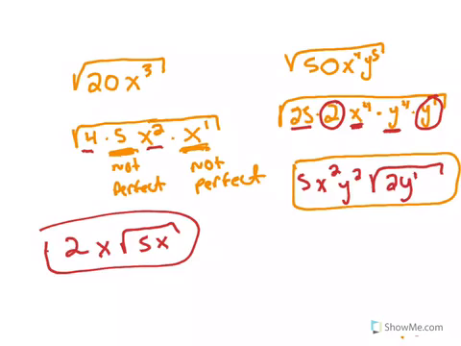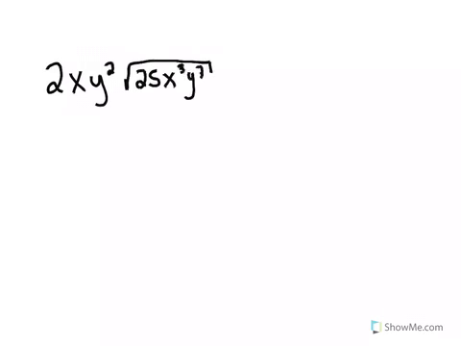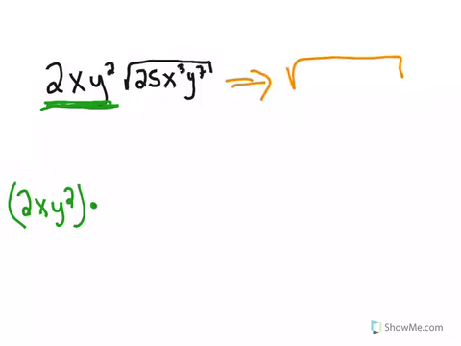Let's look at another example. Imagine we had 2xy squared, square root of 25 x3 y7. So this is on the outside. I'm going to rewrite this up here. I'm going to put it inside parentheses because I know whatever comes out from the square root will be multiplied by this. Now I'm going to take my time to simplify that square root. I'm going to write it over here.